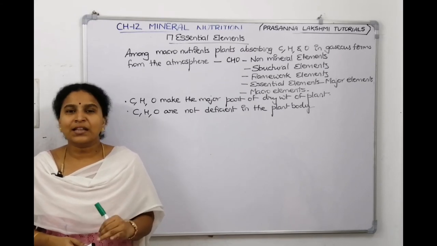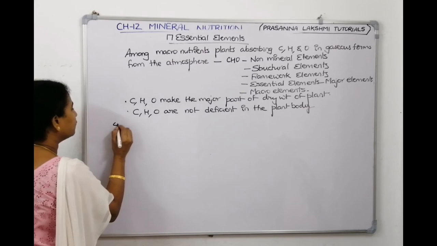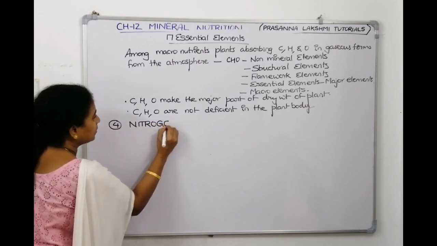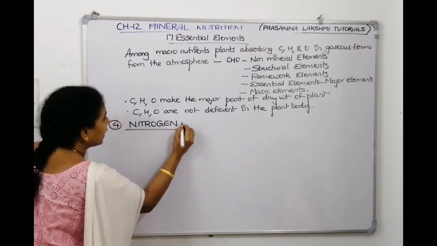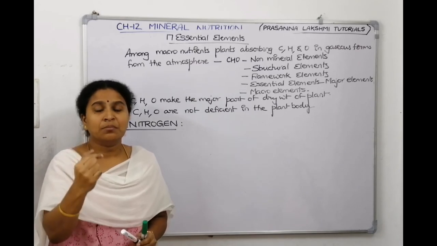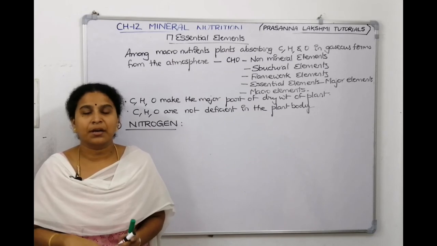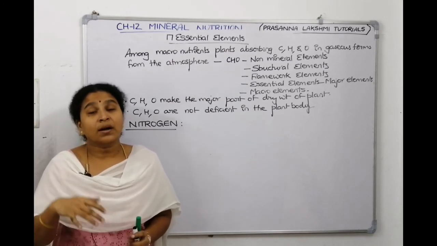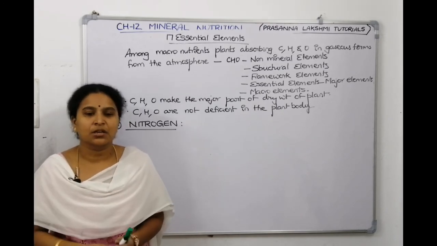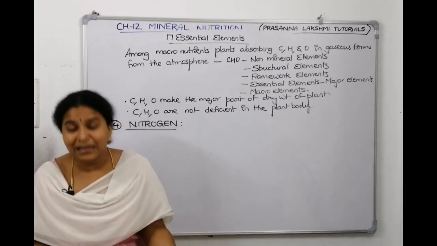After three, the fourth element, we will talk about nitrogen, right? So let me talk about the fourth element. What is that? It is nitrogen. Why did I mention nitrogen as the fourth element, after magnesium and phosphorus? After CHO, the next element which is found in the plant in greatest concentration is nitrogen. So nitrogen is absorbed by the plant in greater concentration.